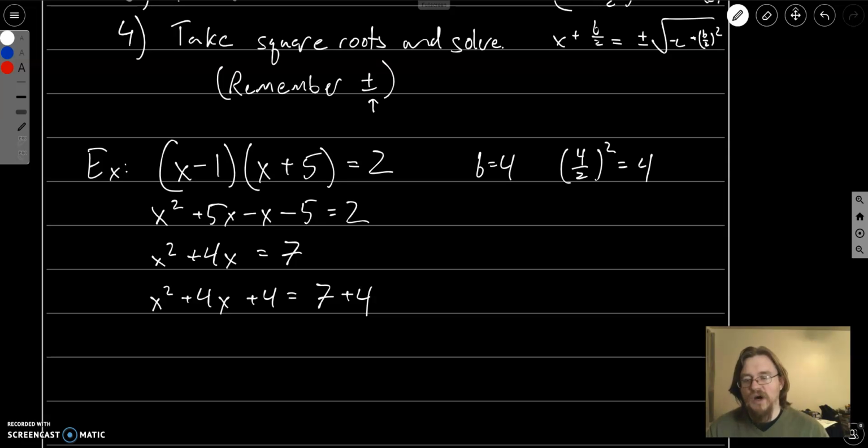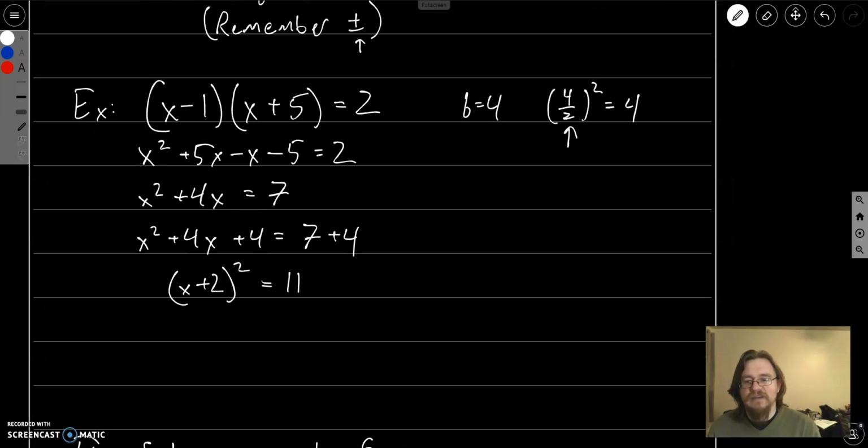And the reason that I do all of this is because the left-hand side is now a perfect square. So if I simplify this, this is going to be x plus 2 quantity squared. Why 2? Because it's half of b. And again, we can FOIL this out. 2 times 2 is 4. 2 plus 2 is 4. Everything works. So that's going to be equal to 11.